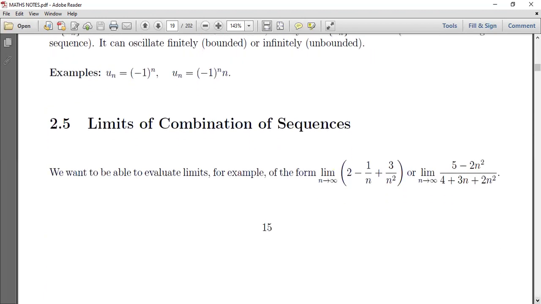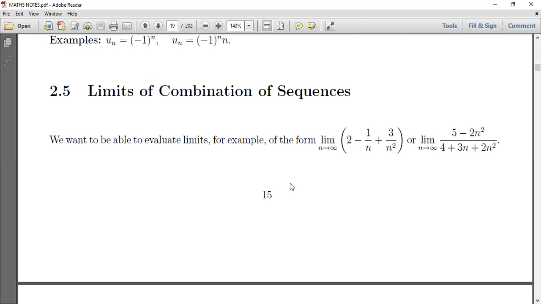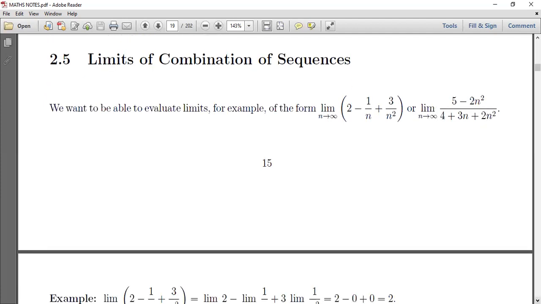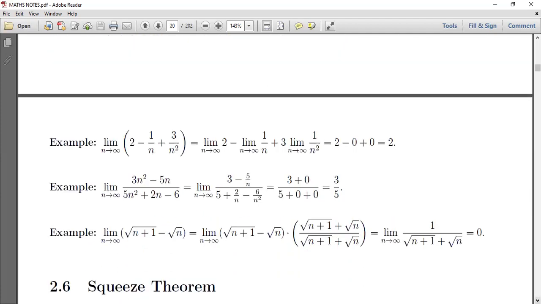Limit of combination of sequences. From the theorems of limits, we can find the limit as n approaches infinity of 2 minus 1 over n plus 3 over n squared. You can find this limit by looking at the limit of 2 minus the limit of 1 over n plus the limit of 3 over n squared. If you are looking for the limit of a quotient, you can look at the limit of the numerator over the limit of the denominator, as long as the limit of the denominator is not 0. That's how we find the limit of a combination of sequences.